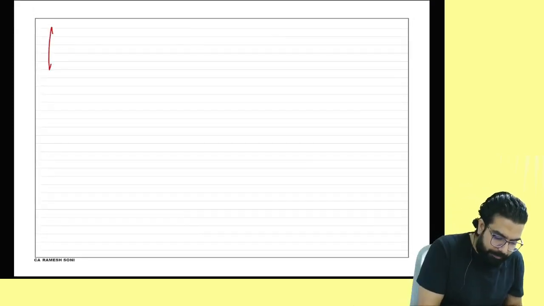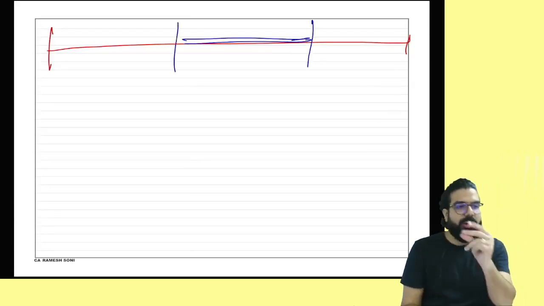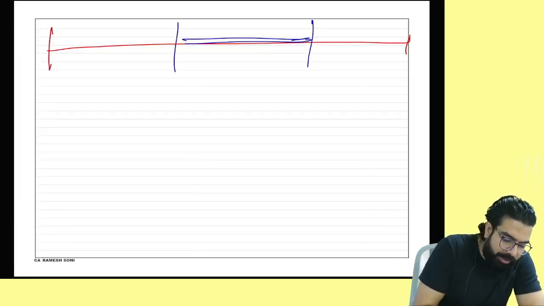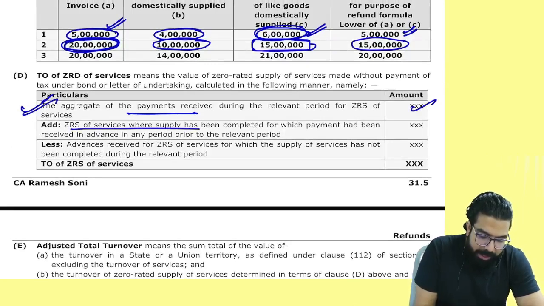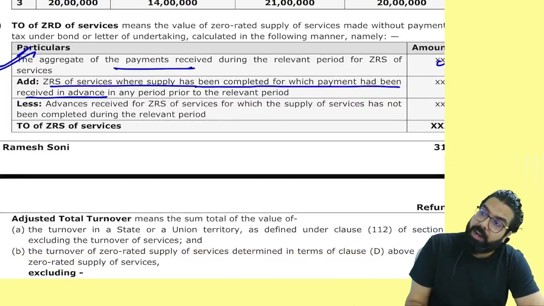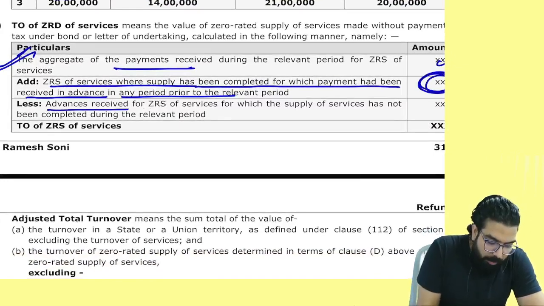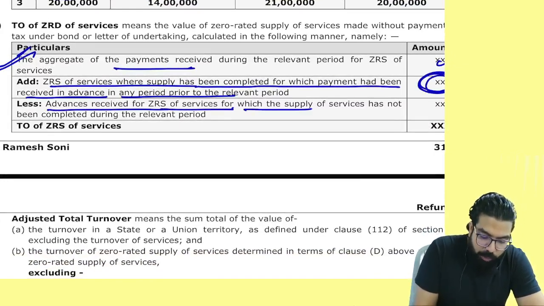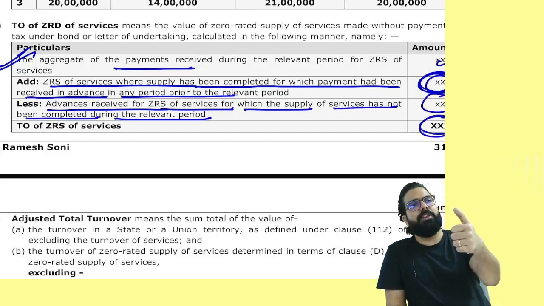Everyone listen. Tell me once again, everyone. This is your period for which you are claiming a refund. The total amount, see here everyone, you have to remember it like this. For the service, the aggregate of the payment received, zero rated supply for which supply has been completed, for which payment has been received in advance in any prior period. What will you do? Add advances received for services for which supply has not been completed during the relevant period. What to do? Less. And you will get the zero rated supply with respect to service.